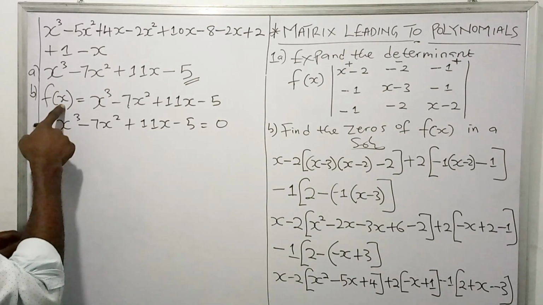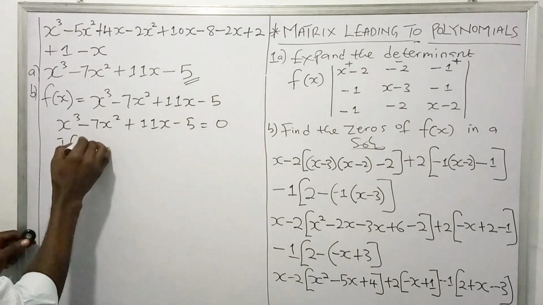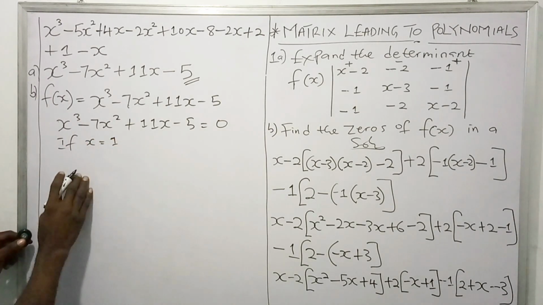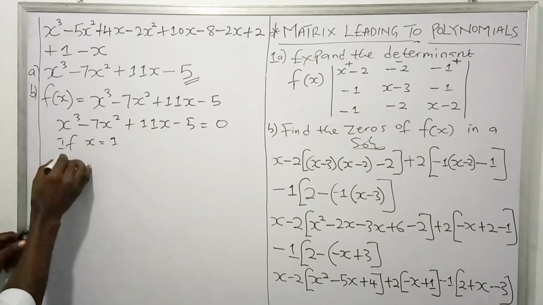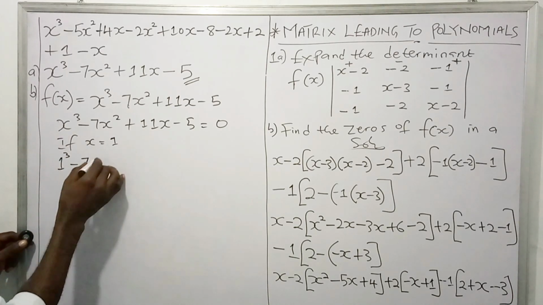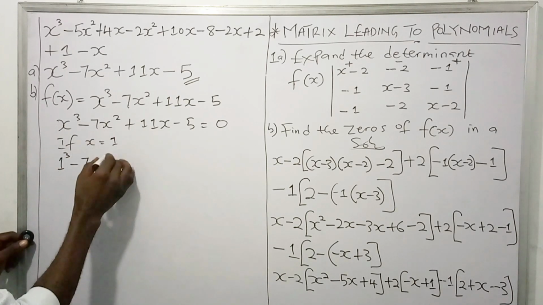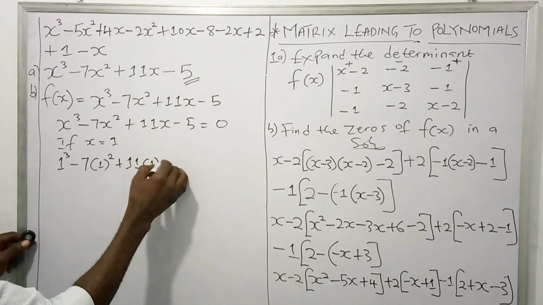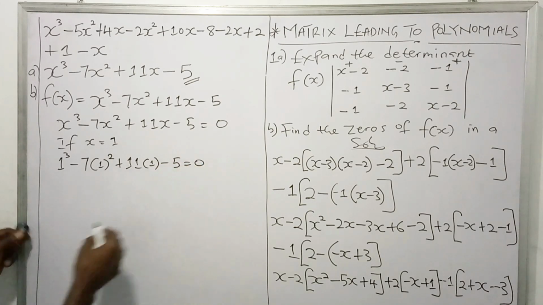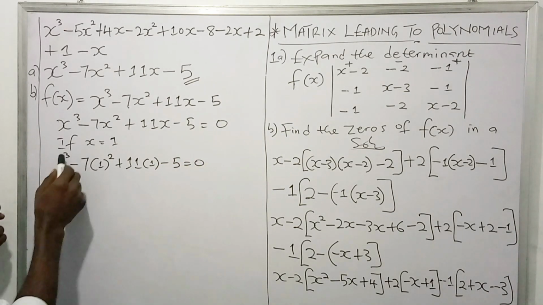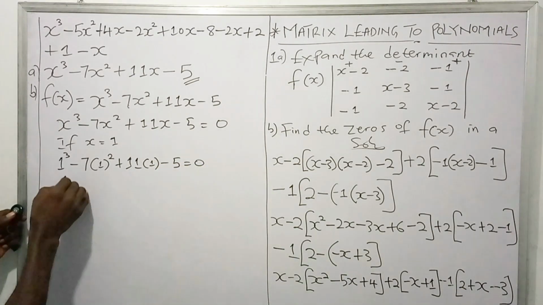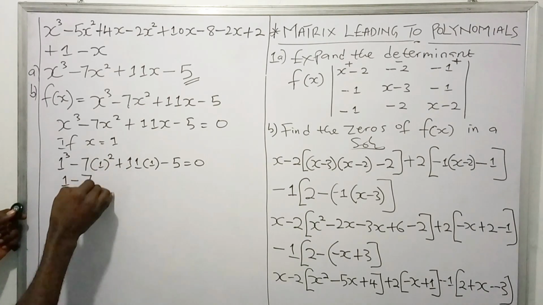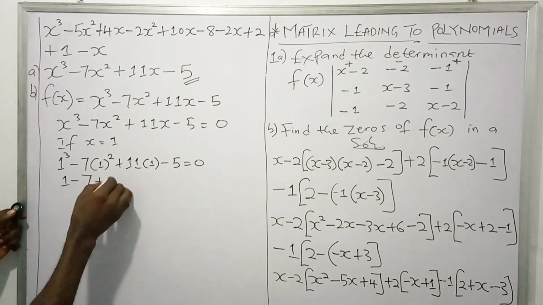Now let's assume that s is 1. If s is 1, let's put this here and check if that will be equal to 0. So that will be 1 cubed minus 7, replace here with 1 squared, plus 11, replace here with 1 as well, minus 5. Let's see if that will give us 0. 1 cubed is 1. 1 squared is 1 times this, that's 7. That's plus 11.